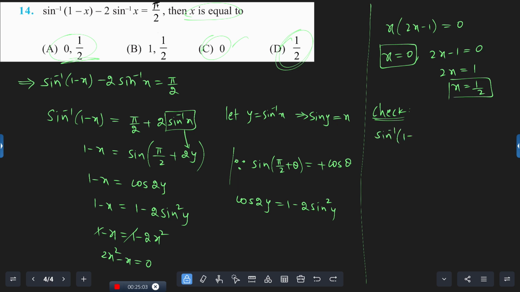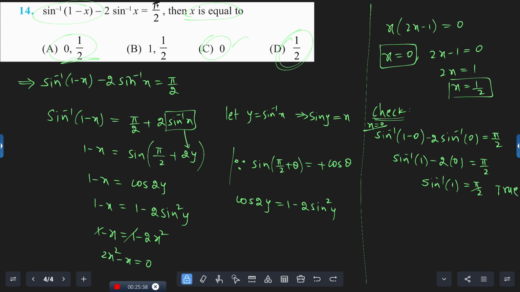So sine inverse of 1 minus x, first I'm taking x equal to 0, I'll check. Okay, so in the question you see, children, left hand side we have sine inverse of 1 minus x value, what? 0, minus 2 times sine inverse 0 equal to pi by 2. If you simplify, you should get pi by 2. So sine inverse of 1, 2 times sine inverse of 0, 0, equal to pi by 2. 0 into anything is 0. Then sine inverse of 1 equal to pi by 2. This is true. Okay, 0, true we got.